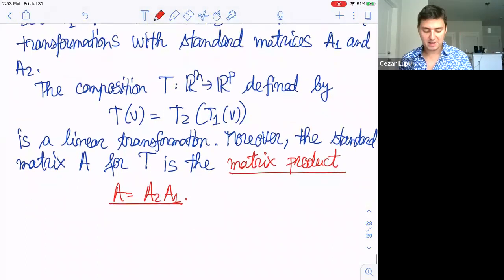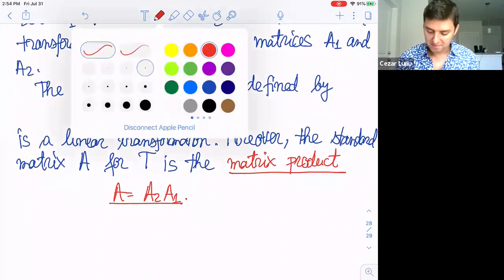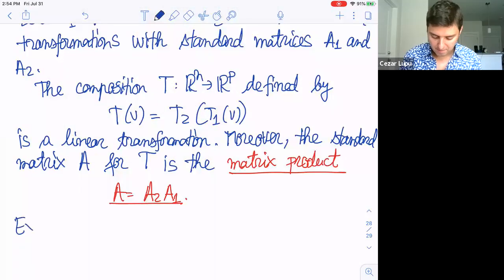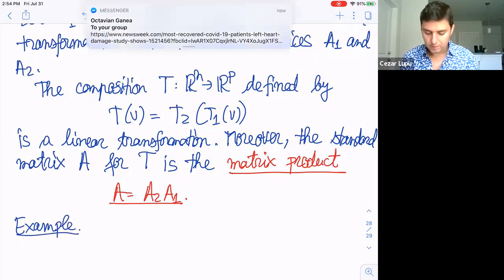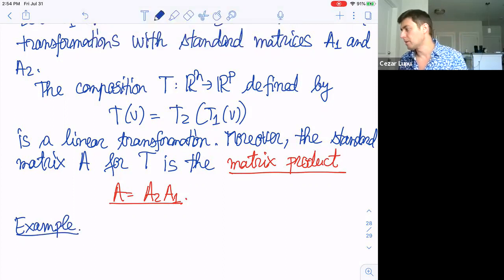And now let me give you an example, to see how this will look like.